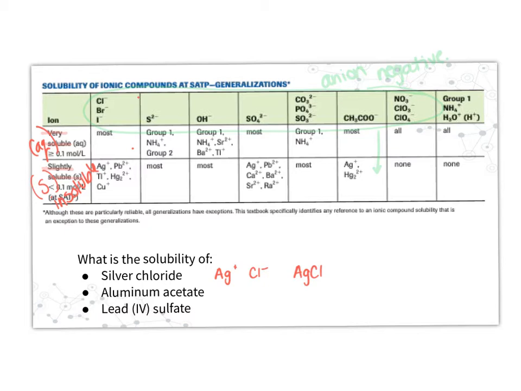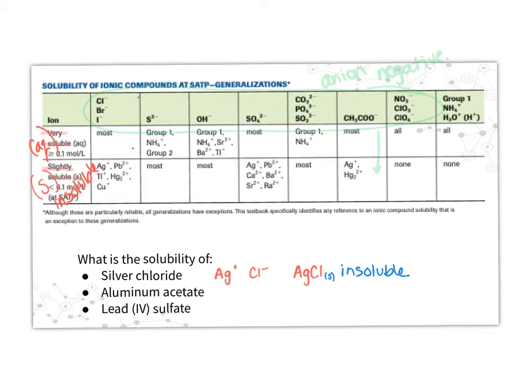So we find chlorine first in this table. Most things with the chlorine ion are soluble. Let's double check to see if silver is part of the insolubles. I can see that silver is actually listed first, meaning silver doesn't fall into the category of most. Silver chloride is considered insoluble. So if I were to write it in solution, I would say that silver chloride is a solid.